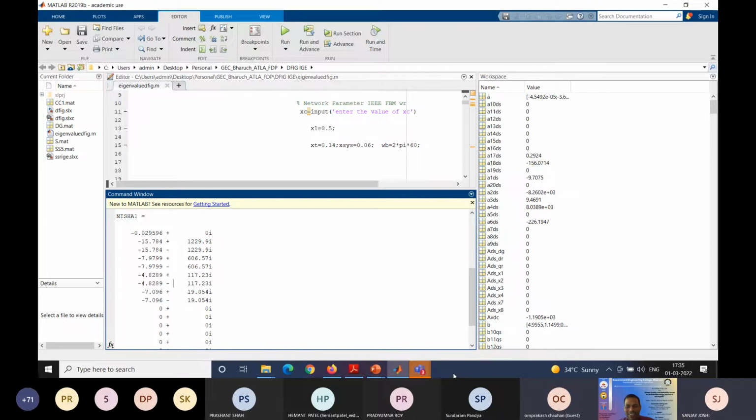Actually, what happened in the afternoon when I checked whether my MATLAB is running all the Simulink files, when I tried to run it, they were giving me errors. So I was really worried about what I would show to the participants. That's why I had joined late.